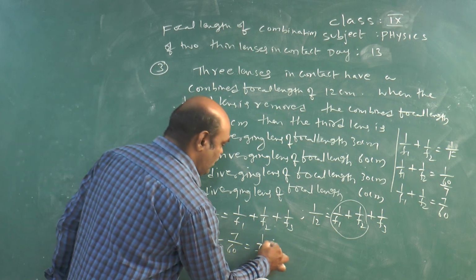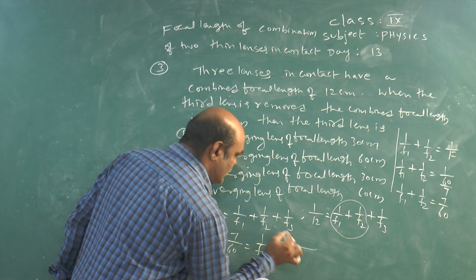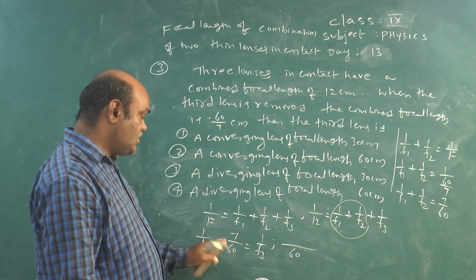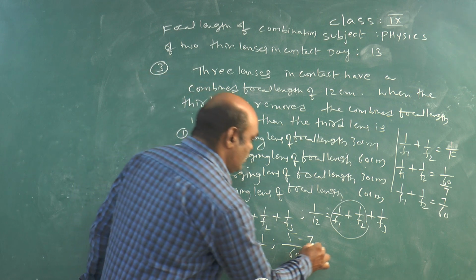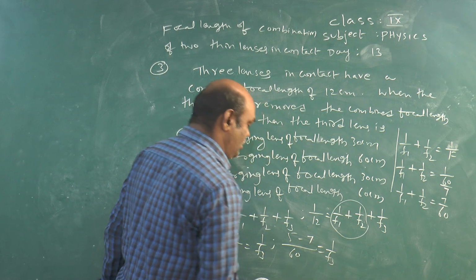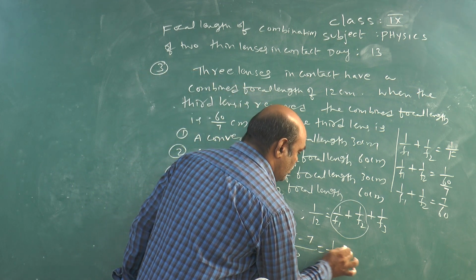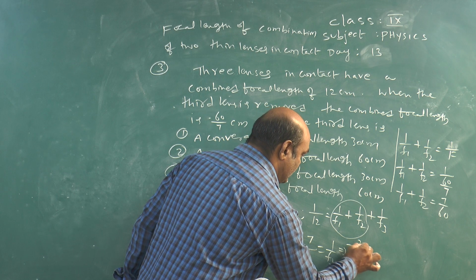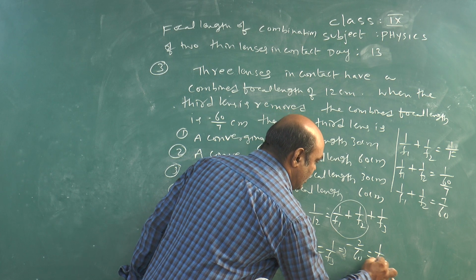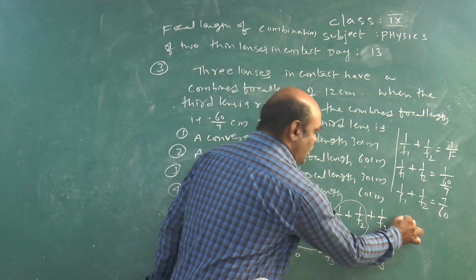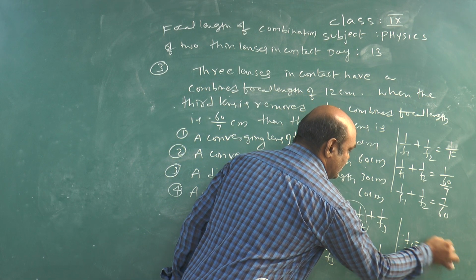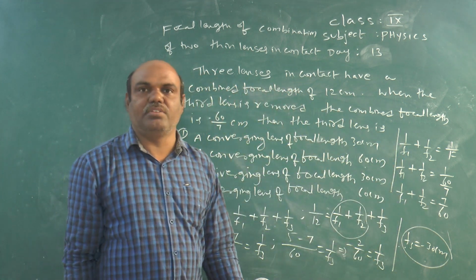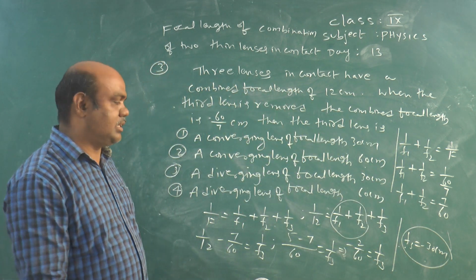So here 60 is the LCM. How many times? 5 times. So 5 minus 7 is equal to 1 by F3. So minus 2 by 60 equal to 1 by F3. Therefore, F3 is equal to minus 30 centimeter.